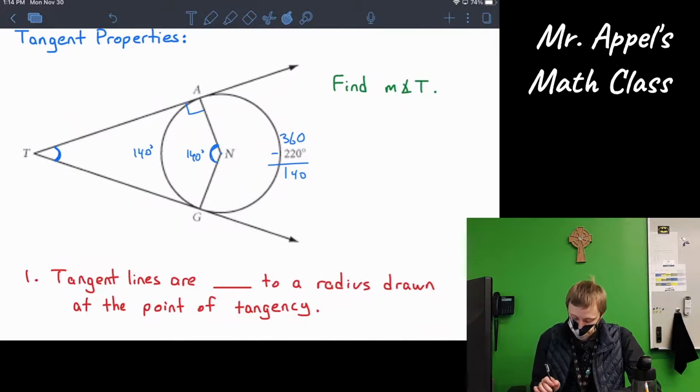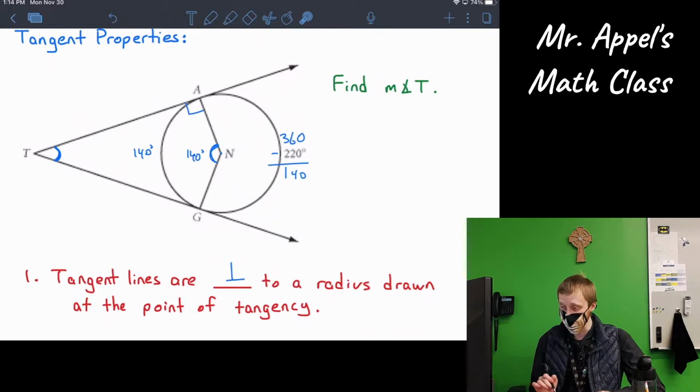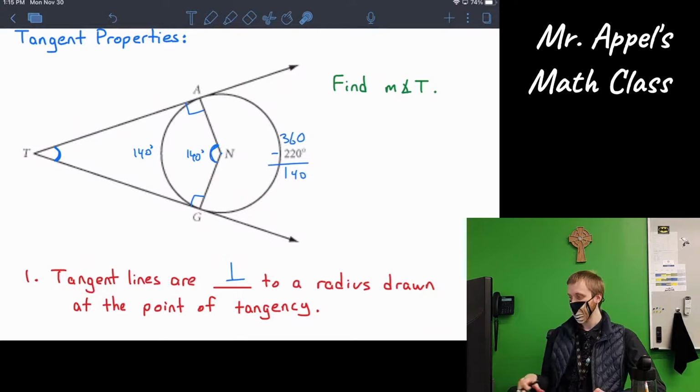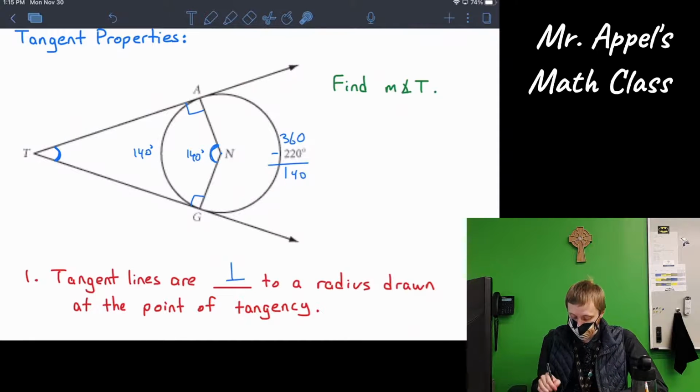And the rule is that tangent lines are always perpendicular to the radius drawn at the point of tangency. So wherever the tangent line touches, that's the point of tangency. If you draw the radius of the circle to that point, it will always meet perpendicular to the tangent line. So that's a 90-degree angle, and that's a 90-degree angle, which is really convenient when you think about it. And if we really analyze this, it must be true.